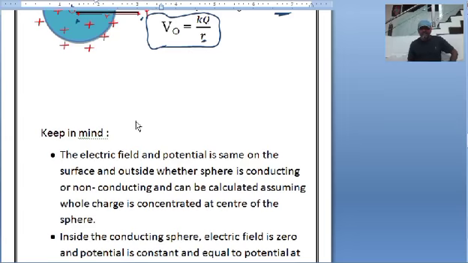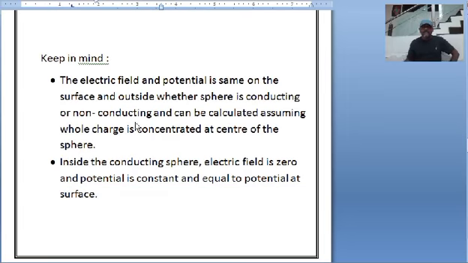Another point to be noticed is this: the electric field and potential are the same on the surface and outside, whether the sphere is conducting or non-conducting, and can be calculated assuming the whole charge is concentrated at the center of the sphere. That means whether the sphere is conducting or non-conducting, on the sphere and outside the sphere the values remain the same. The only difference is when you go inside.